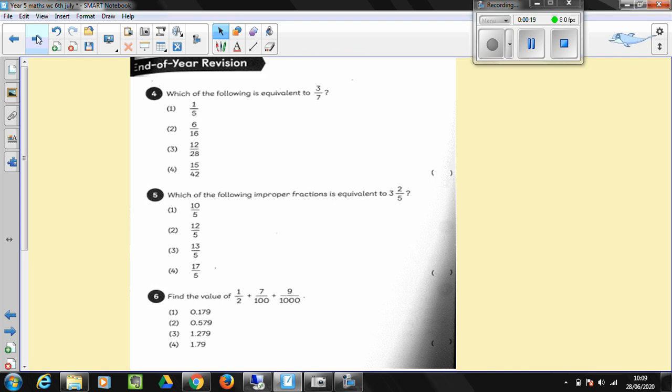The first question says, which of the following is equivalent, the same as, equal to 3/7? The second question says which of the following improper fractions is equivalent to 3 2/5. And the final question says find the value of a half plus 7/100 plus 9 1/1000s. Pause the video and have a go at these. I'll explain it to you on the next slide if you're not sure.